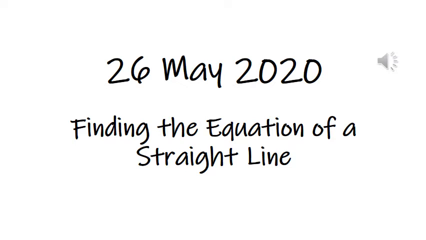Today, what we are going to be doing is finding the equation of a straight line. What we've been doing up until now is they have given us the equation and we have had to draw the graph. From today, they are either going to give us the graph or they're going to give us some coordinates, and then we are going to have to determine what the equation of the straight line is.